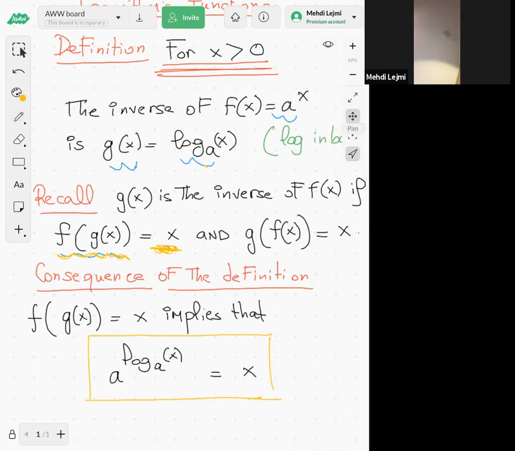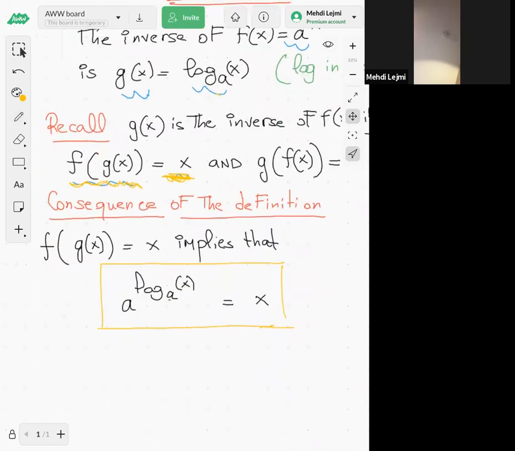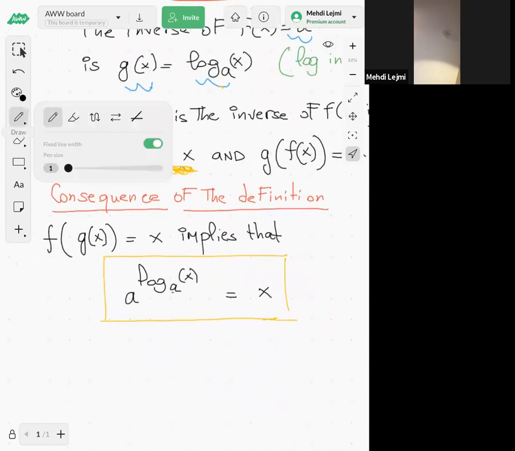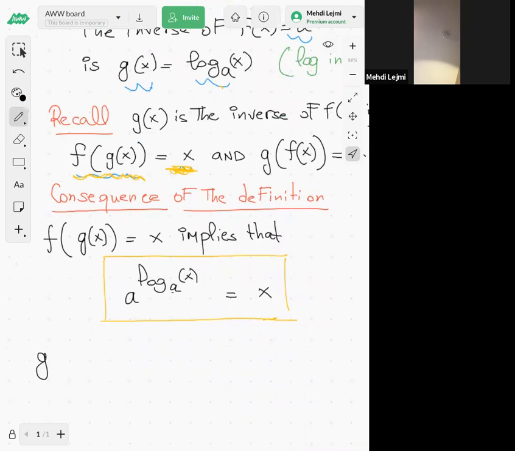Now, g of f of x is also equal to x. So that implies the following identity: log in base a of a to the power x, the log composed with the exponential, is equal to x.